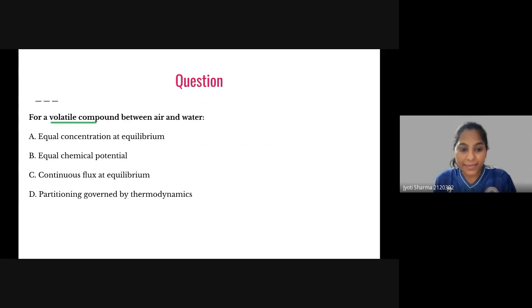B is right. I agree with B, that equal chemical potential can exist at equilibrium, but I do not agree with C, because if there is equilibrium, then there will be no movement. Equilibrium means there is no continuous flux.